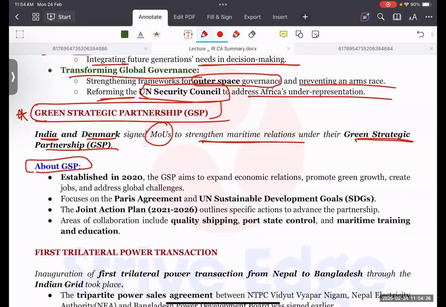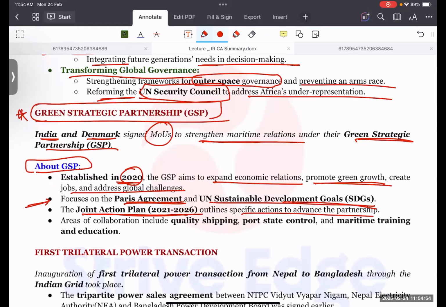Now what is this about? The GSP was established in 2020. It aims to expand economic relations and promote green growth, also create jobs and address global challenges. It is more of economic relations and sustainable development. In simple words, it is about sustainable development. As it is said, it mainly focuses on the Paris Agreement as well as the UN Sustainable Development Goals. Also, a joint action plan for these 5 years outlines specific actions that have to be advanced in the partnership. So a set of actions has been provided by this partnership, and under the joint action plan that has to be implemented.